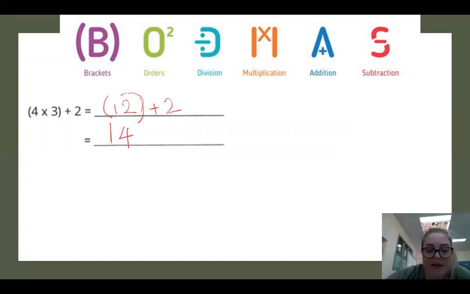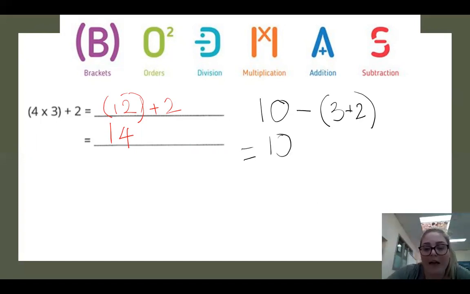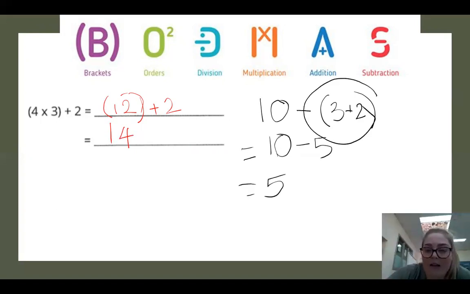Okay, let's do another one. Let's do 10 take away the bracket 3 plus 2. Okay, so I would be doing 10 take away 5 equals 5 because I had to do the bracket first before I did the subtraction.